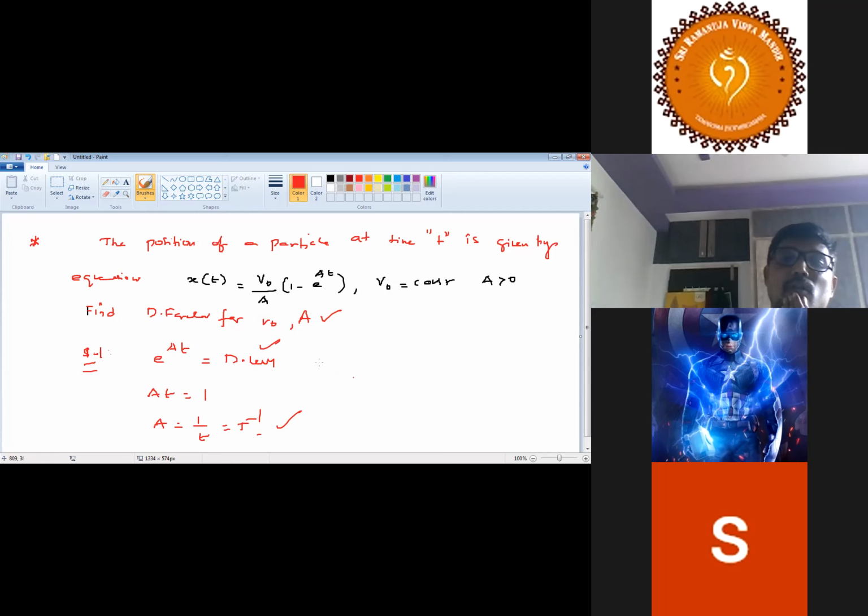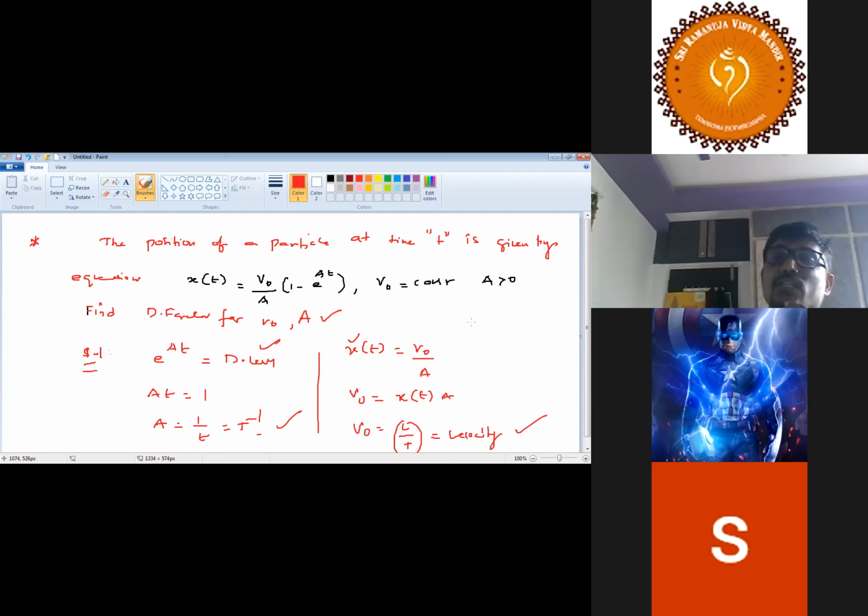So now what about V naught? So x of t is equal to V naught by a. X is the distance. Position of the particle is distance. And t is time. Of course, V naught is equal to x of t into a. So V naught is equal to x, you know what is the distance? Distance is measured in L. And of course, a is measured in t power minus 1. So L by t, you know guys, it is a velocity.